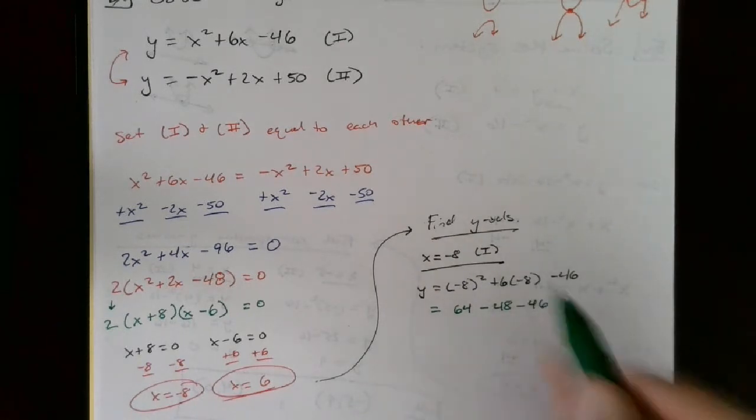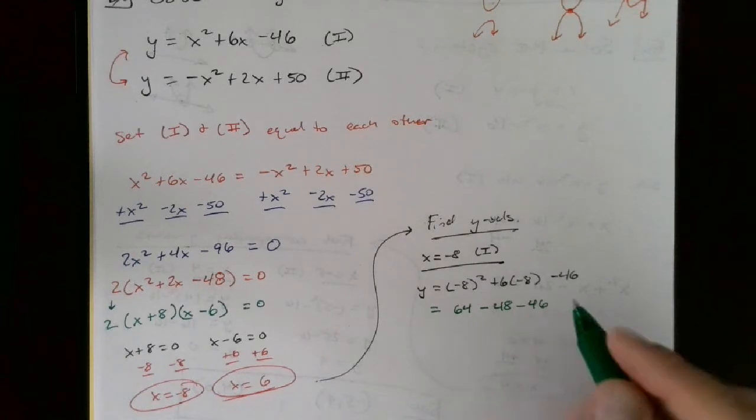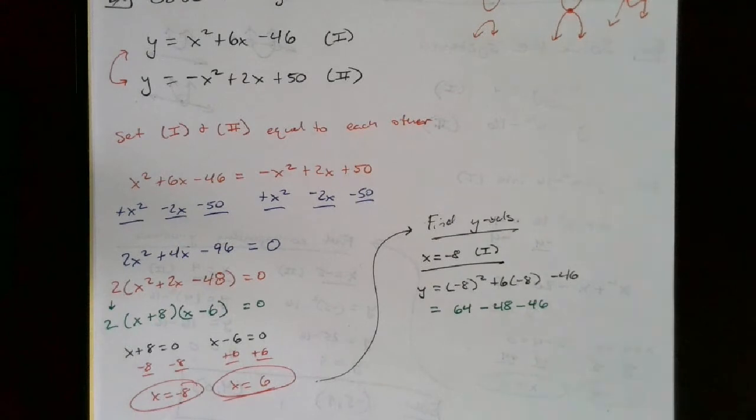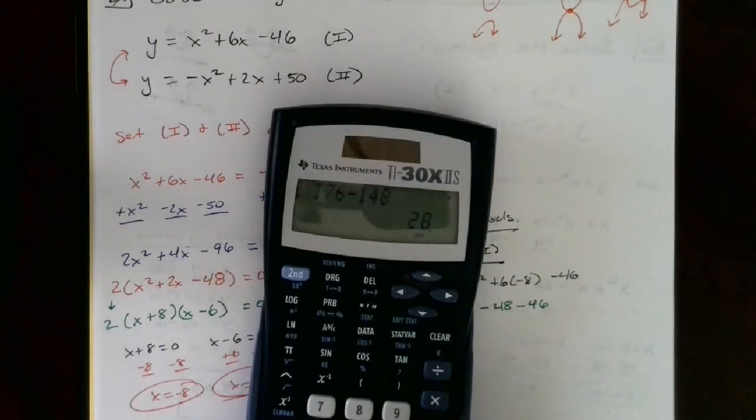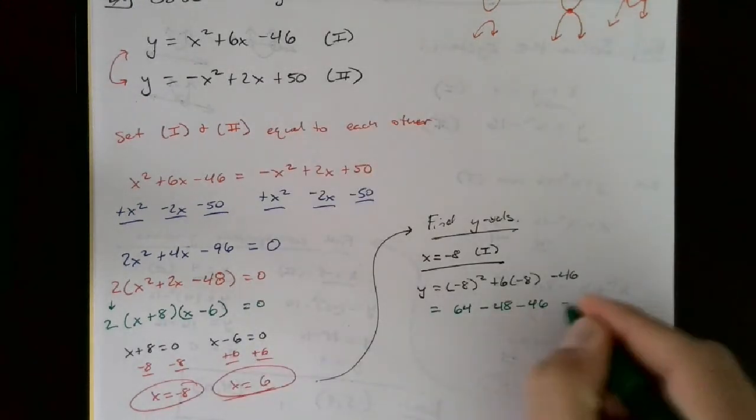And if you do 64 minus 48 minus 46, you could do it in your calculator if you want, just to see it. All right, 64 minus 48 minus 46, and we get negative 30. So you get negative 30 here.